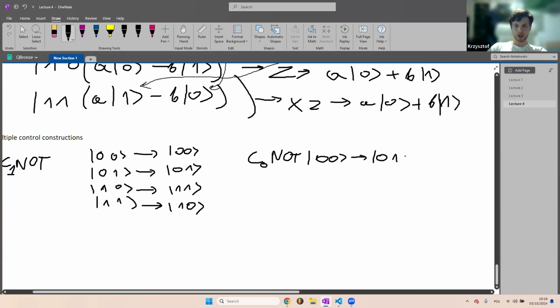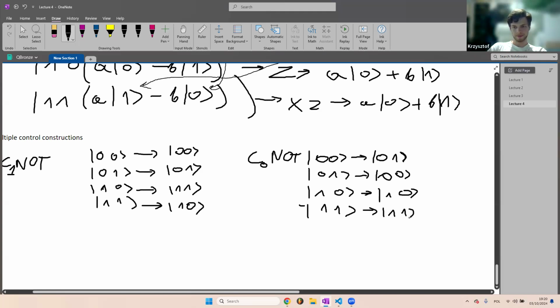So we apply a NOT operator on the second bit when the first bit is 0. The question is how to do that. Am I right? No, I'm not. This is 0, 0. 1, 0. And once again, the second bit is not affected. And in this scenario, the second bit is also not affected.